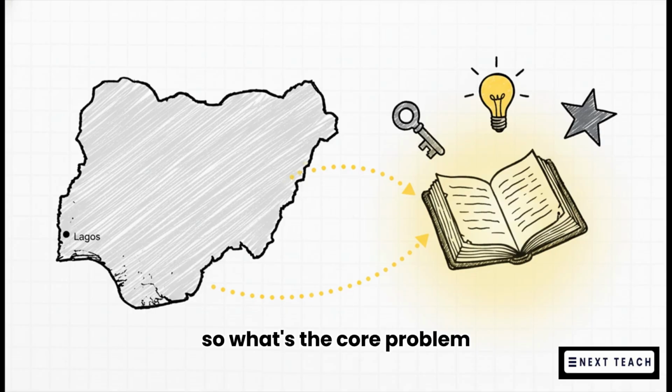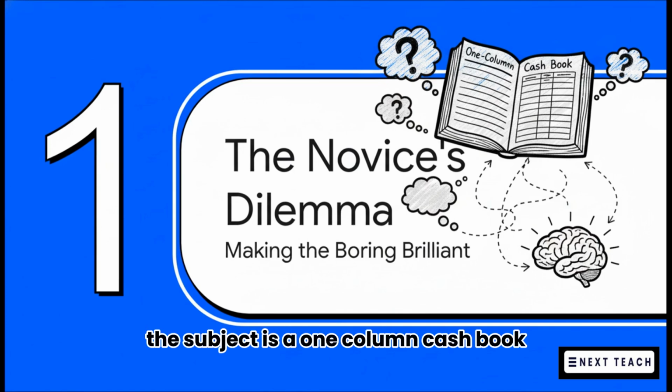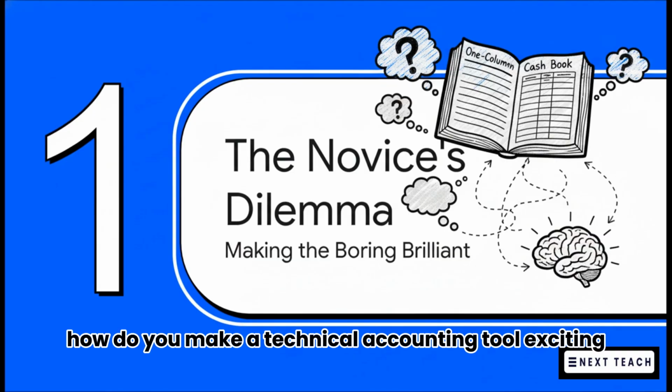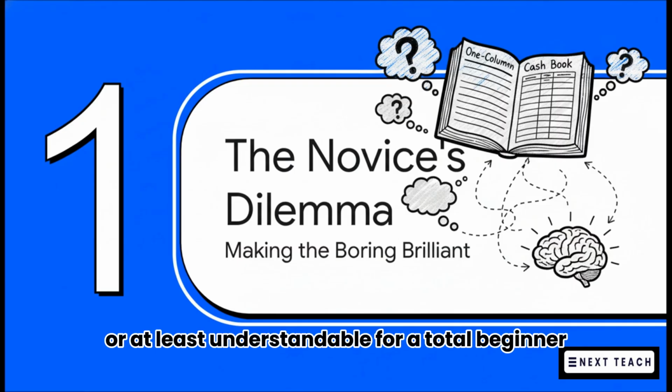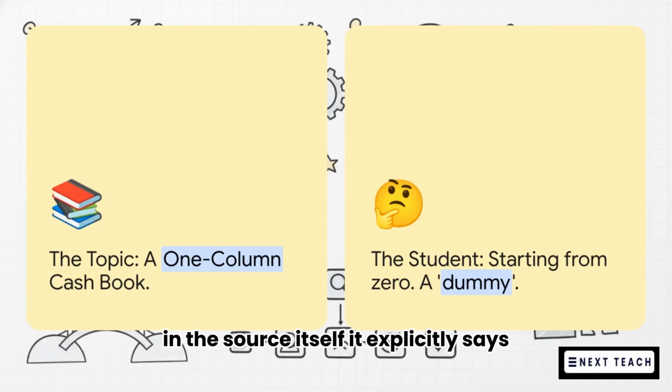So what's the core problem these notes are trying to solve? Well, it's a classic one. The subject is a one-column cash book. I mean, let's be honest, that's not exactly thrilling stuff. The real challenge is, how do you make a technical accounting tool exciting or at least understandable for a total beginner?